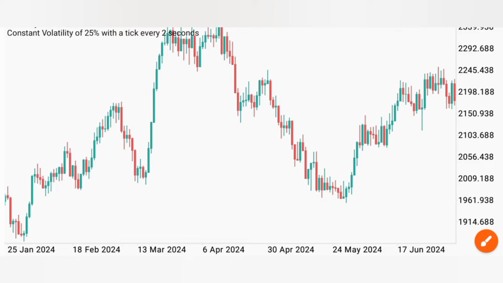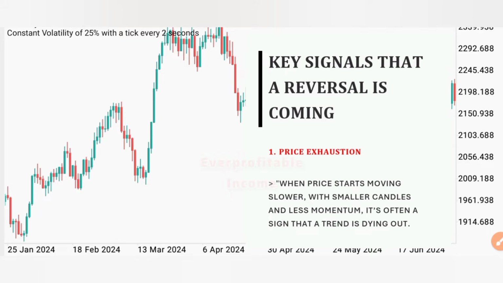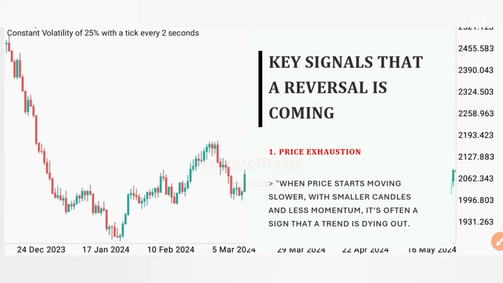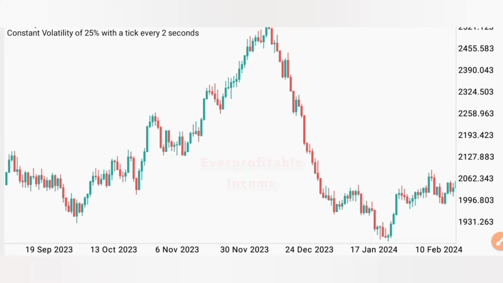So let me break down those signs you have to look out for to know that a reversal is about to occur. So one of those signals is, one, price exhaustion. If a trend is about to change from bullish to bearish, price gets exhausted. And how do you identify this sign of exhaustion? The signs of exhaustion are the candlesticks start becoming smaller, like here you can see. Let me zoom out.